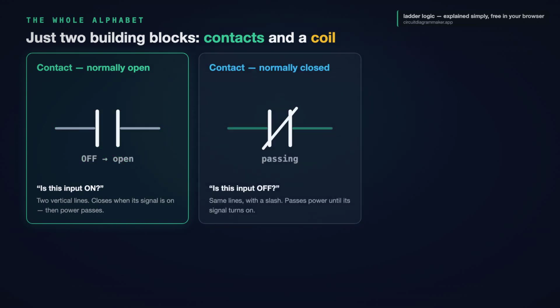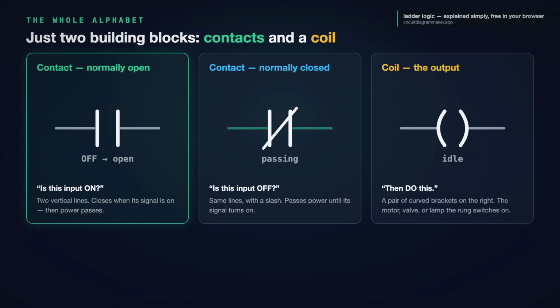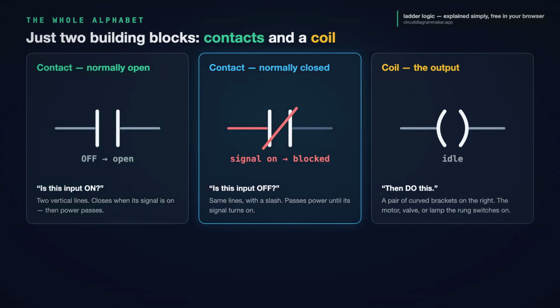A normally open contact asks a simple question. Is this input on? If yes, it closes and power passes. A normally closed contact has a slash through it and asks the opposite. Is this input off? The second block is the coil.